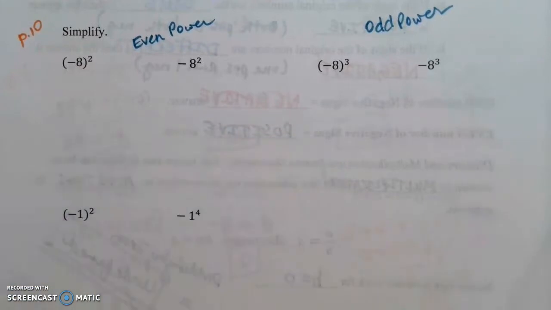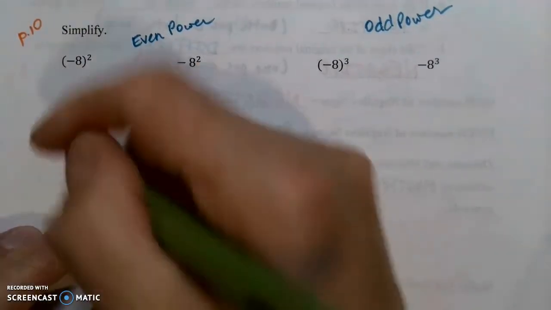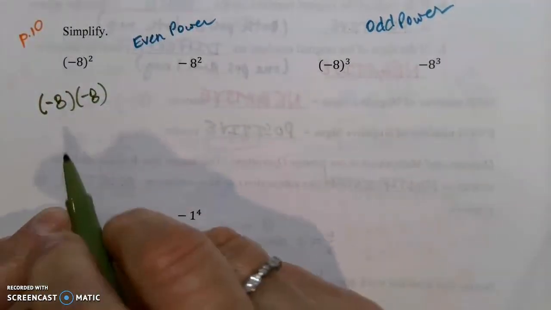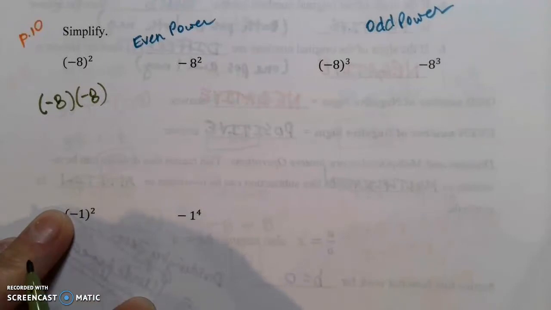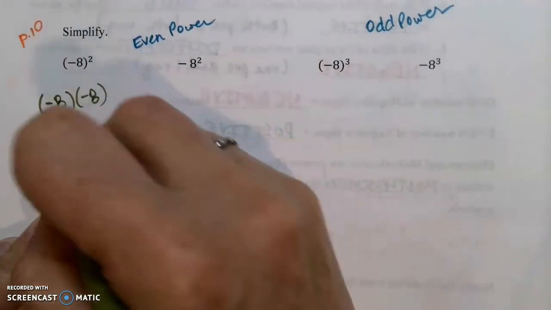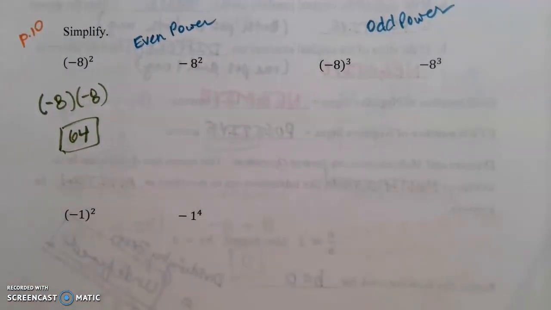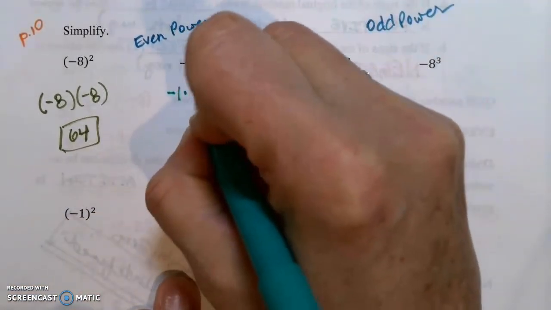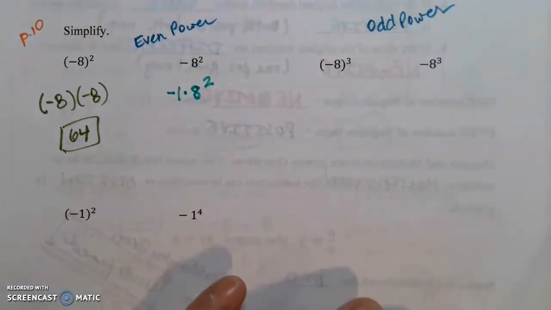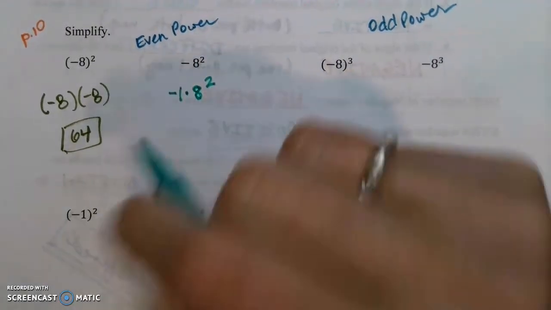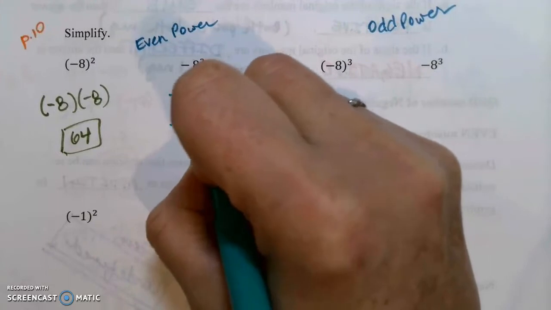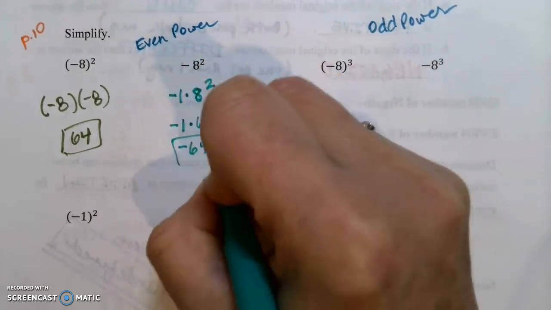So with the parentheses, remember that means that entire chunk is being squared. So I want to think about it as -8 times -8. And we have two negative signs there, so they will cancel out, and that will be positive 64. Now, if it has the negative but no parentheses, remember that we're going to be thinking about this like -1 times 8 squared when I'm thinking about order of operations. So I make sure that I'm doing the exponent and then multiplying by -1. So this one will be negative.